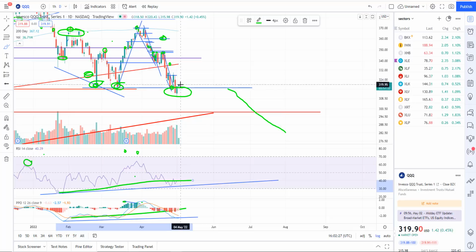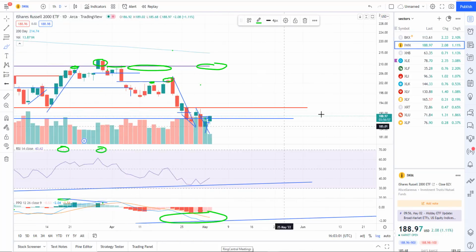I think we're likely going to break down, run down to our 300 target area, and then probably stabilize, and I think we'll start a rally from down there. But to see it rally right here before the Fed tells me that this is likely going to get faded. IWM, small caps, same setup.